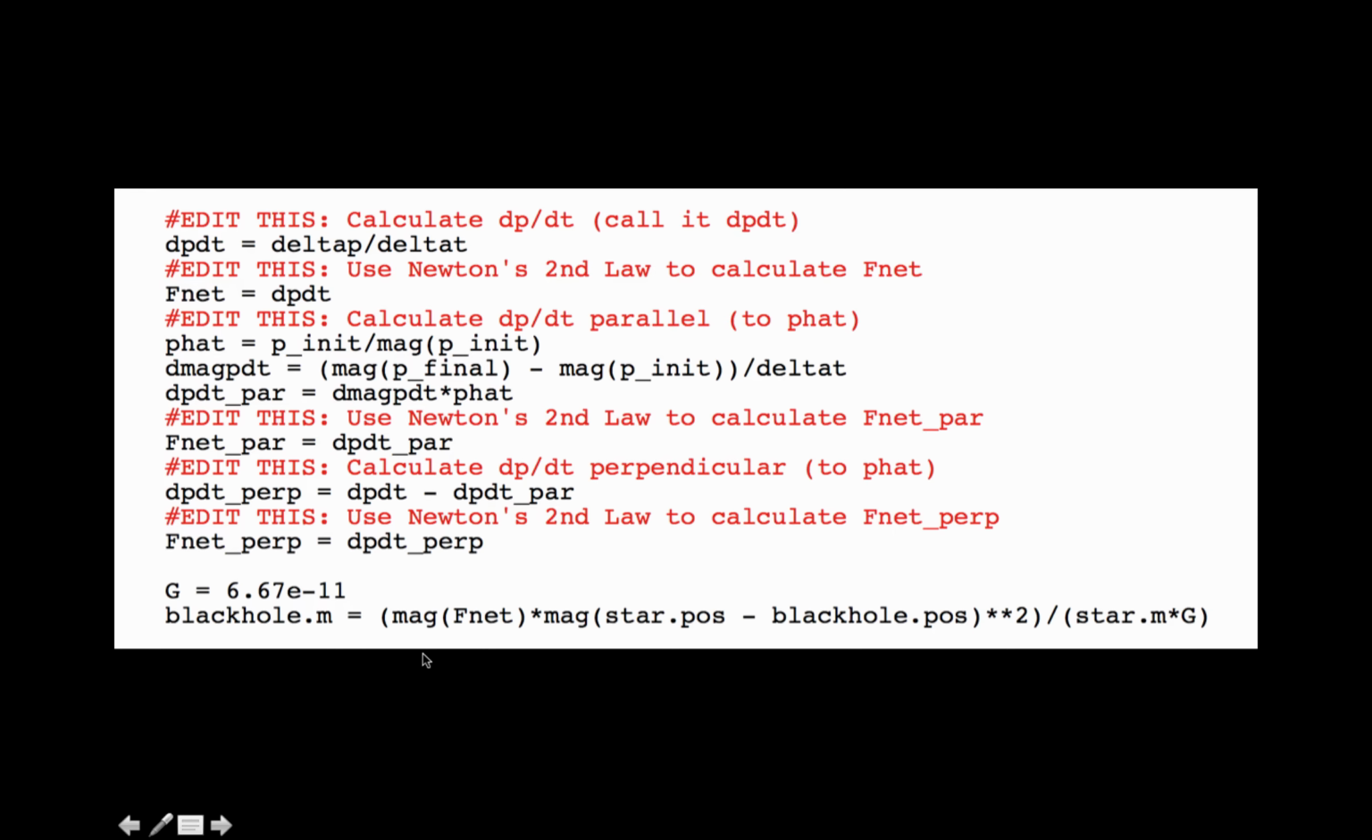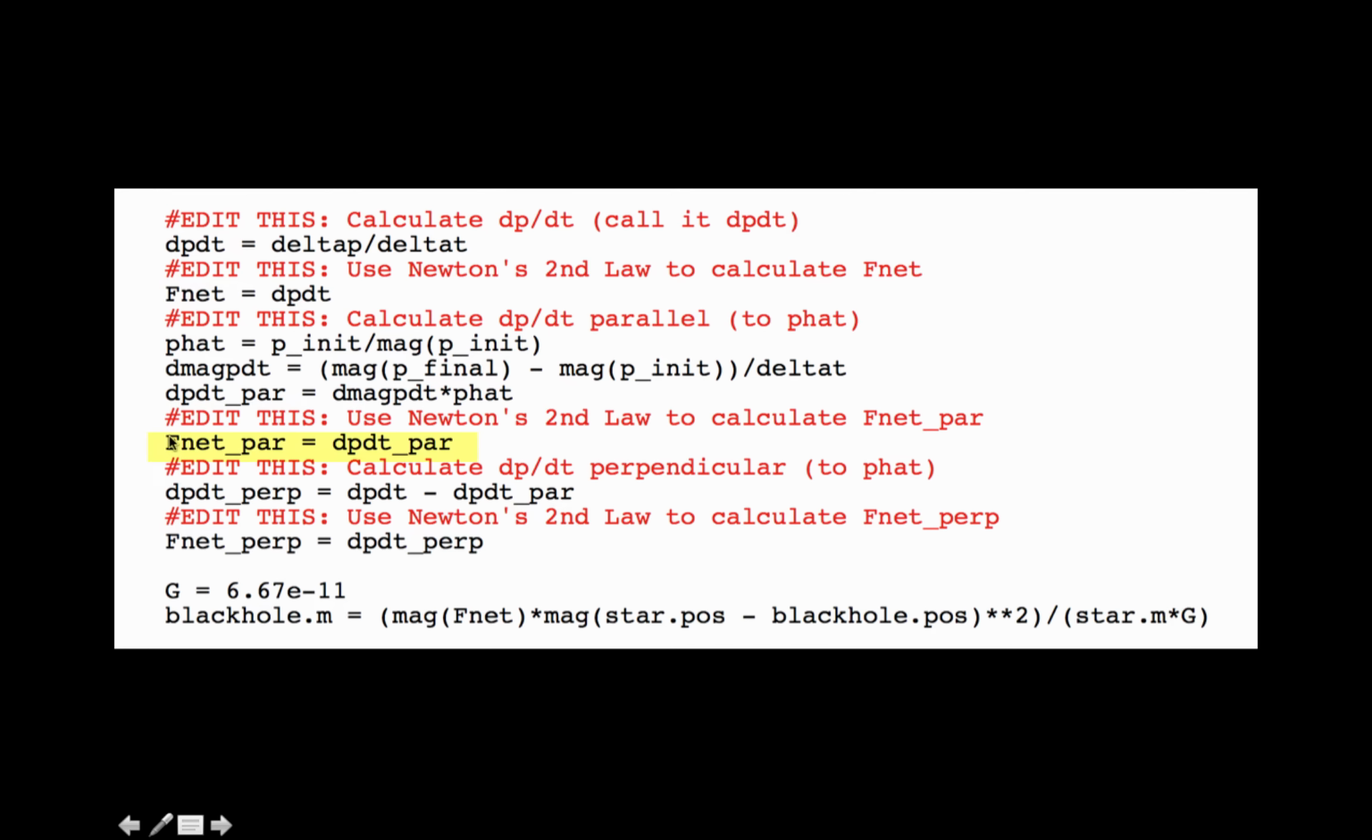We know that the net force of an object can be broken down into parallel and perpendicular forces. Here, dp/dt is given as a change in momentum over change in time, and net force is equal to dp/dt. We know this because of the momentum principle. Then we find the direction of momentum here. We do this by dividing the initial momentum by the magnitude of the initial momentum. Then we find the magnitude of dp/dt parallel because it is the change of magnitude of momentum over delta t, here. Then we multiply that by the direction, or p hat.